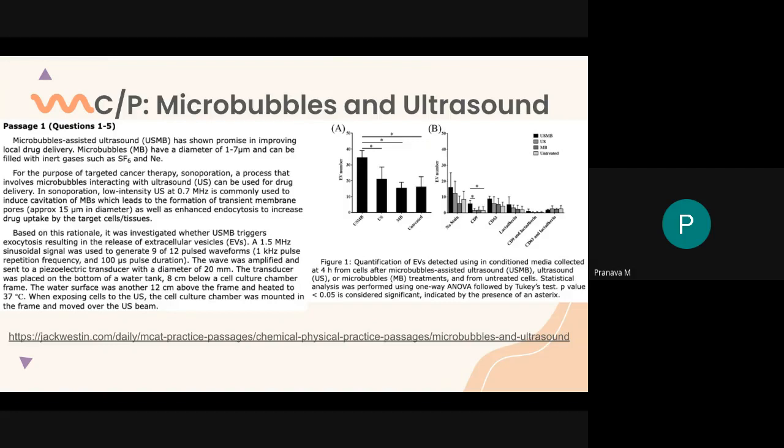Based on this rationale, it was investigated whether ultrasound microbubbles trigger exocytosis, resulting in the release of extracellular vesicles. A 1.5 megahertz sinusoidal signal was used to generate 9 of 12 pulsed waveforms, 1 kilohertz pulse repetition frequency, and 100 microsecond pulse duration. The wave was amplified and sent to a piezoelectric transducer with a diameter of 20 millimeters.